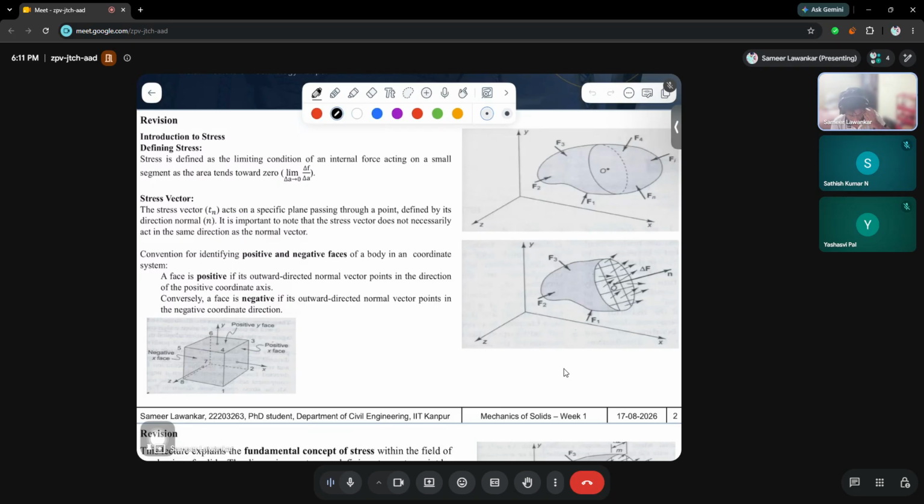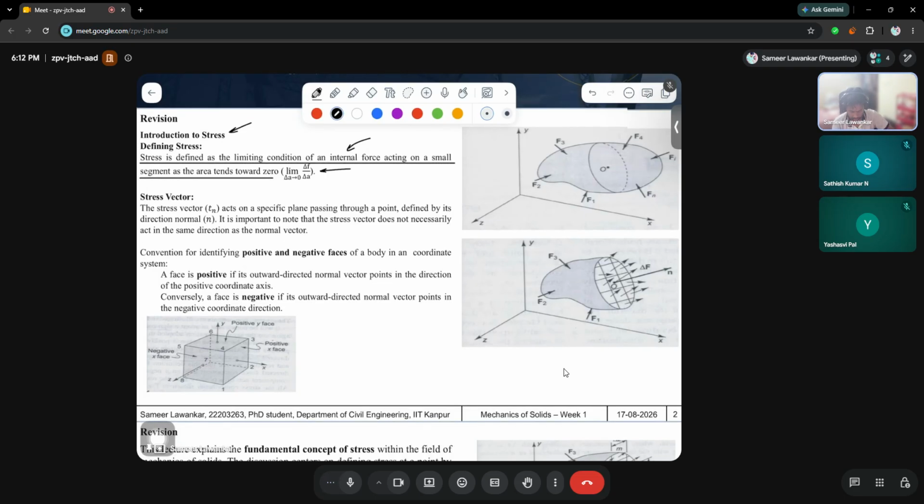First of all, the professor started with the introduction of stresses. We first need to understand what stresses are. We already know what stress is. Stress is defined as the limiting condition of an internal force. Please remember, it's an internal force. We are always talking about the internal force per area as the area tends towards zero. So by definition, stress is the limit as delta A tends to zero, where delta A is the very small amount of area, of delta F upon delta A. Okay, so this is stress.